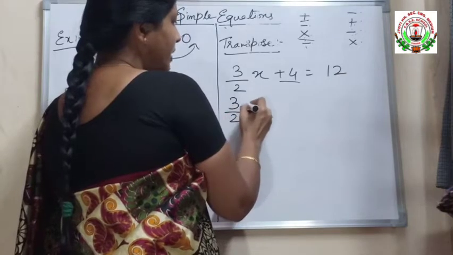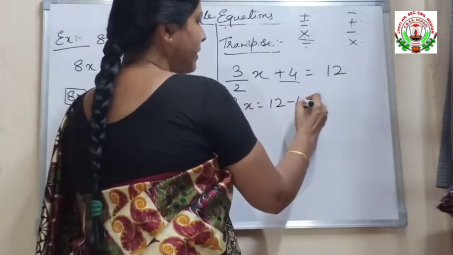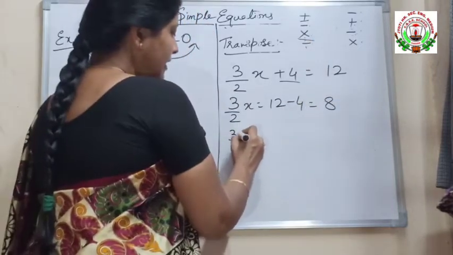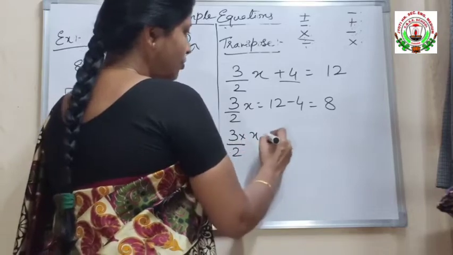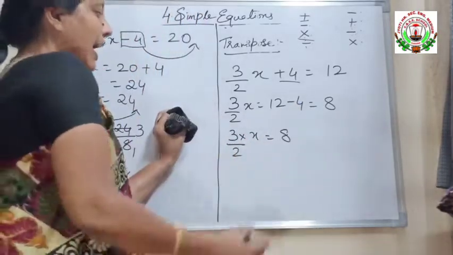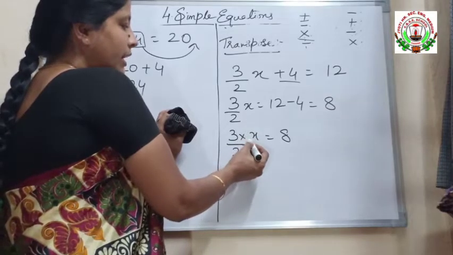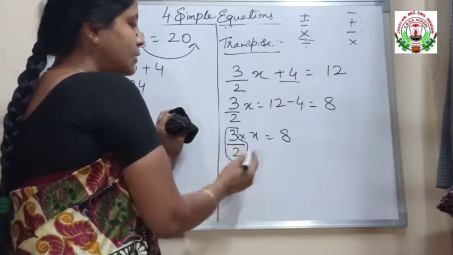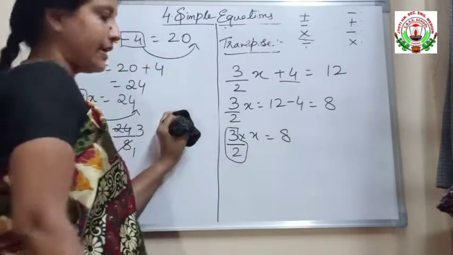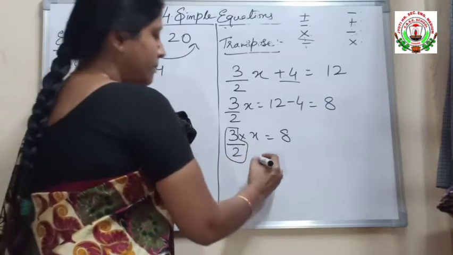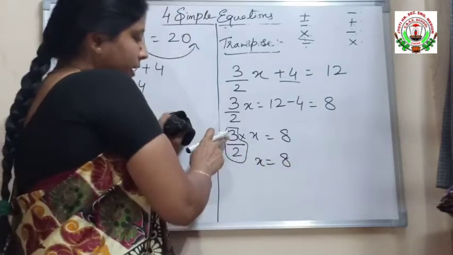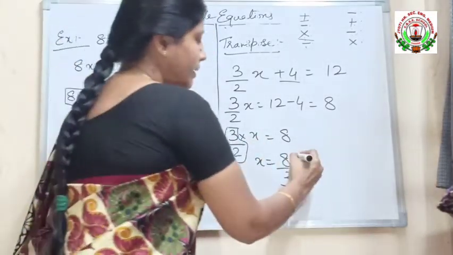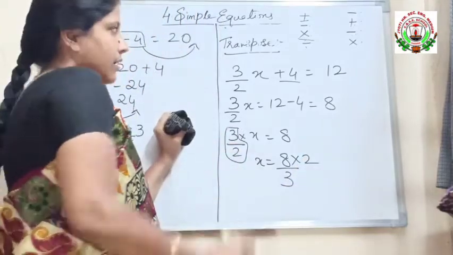So this will become 3 by 2 x is equal to 12 minus 4. So 12 minus 4 is 8. So I have got the answer 3 into x by 2 is equal to 8. I want to transpose this 3 into to the right hand side, that is 3 by 2. The whole thing I can transpose from the left hand side to the right hand side. So x is equal to 8. This multiply one will become the divide one, and this divide one will become the multiplication one.